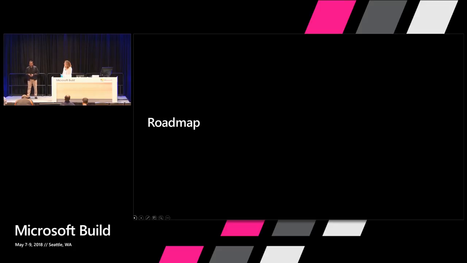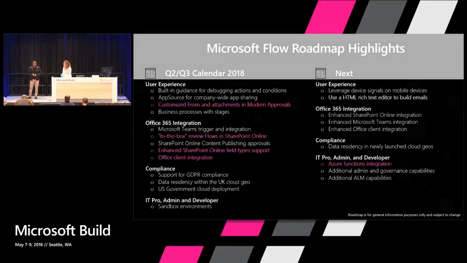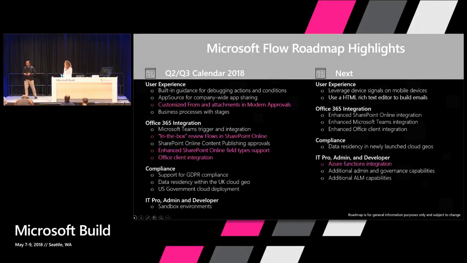So we're going to round things off talking a little bit about the roadmap and also a call to action. So on the flow side, we're doing a bunch of things. We're a very agile team. We ship every week. So I won't go through everything, but a few highlights.